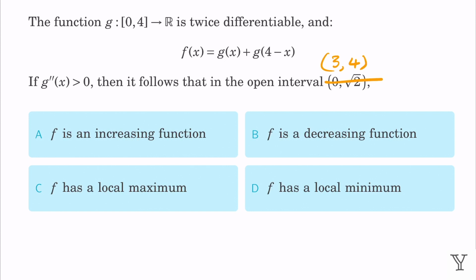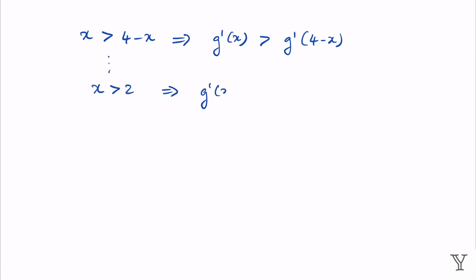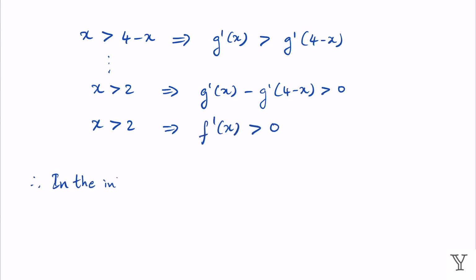To solve this new problem, we actually use the exact same logic as before. Again, we say that since g double dash x is greater than 0, therefore g dash x is an increasing function. But this time around, instead of considering x1 less than x2, we consider x1 greater than x2. That is to say, x greater than 4 minus x implies g dash x is greater than g dash 4 minus x. After this, we can proceed as before. But this time around, we arrive at the conclusion that in the interval 2, 4, f is strictly increasing.